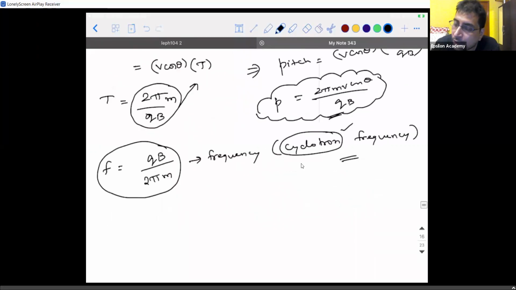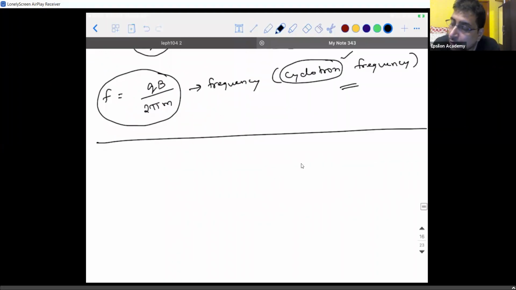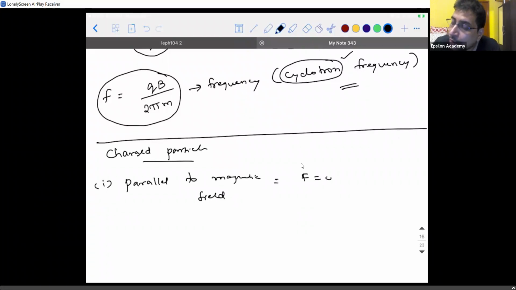So the conclusions that we would have understood are these, guys. Charged particle, first, when it is projected parallel to magnetic field, what will happen? So this can be a one mark question. Force is zero, which implies acceleration is zero, which implies the object moves with constant velocity or constant speed.